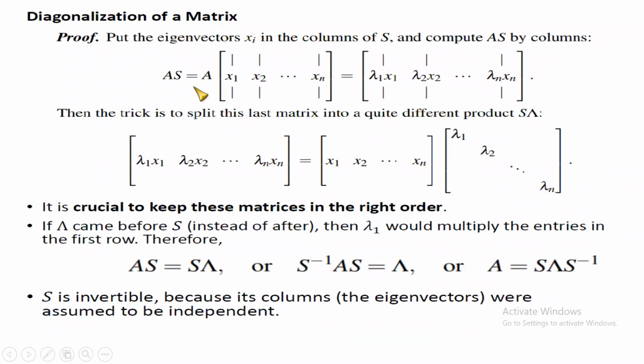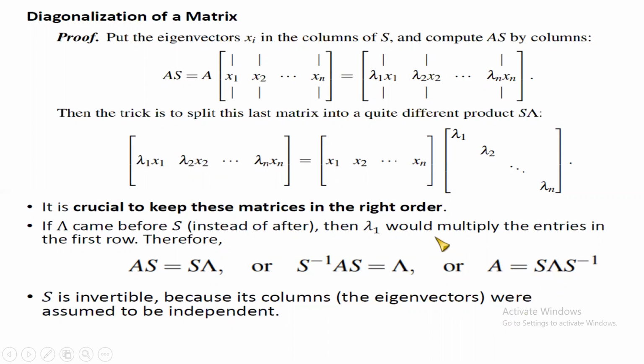Same thing we have written here. It is crucial to keep these matrices in the right order. The order of the matrices is very important. So AS is equal to S lambda. You multiply on both sides by S inverse. So S inverse AS will be equal to S inverse S lambda. S inverse S will be equal to I, and hence we have S inverse AS is equal to lambda, or you can say A is equal to S lambda S inverse.